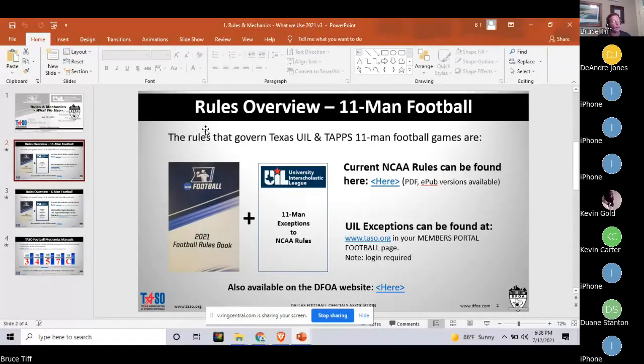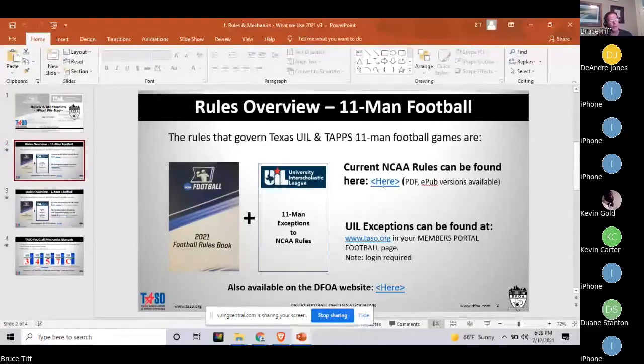And also, the UIL has some exceptions. So we don't necessarily do everything. When you combine the rule book with the exceptions, that is actually the rules that will govern all of the contests that we are going to schedule you for in the DFOA. And everyone will get a copy of this presentation and/or a link to it. I'm going to put it on the website.